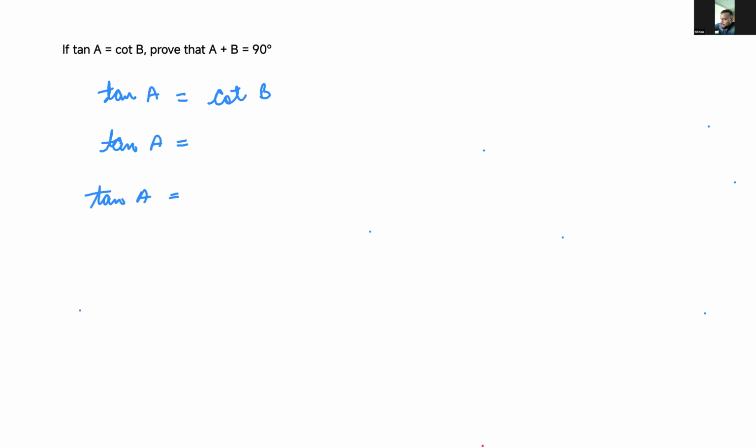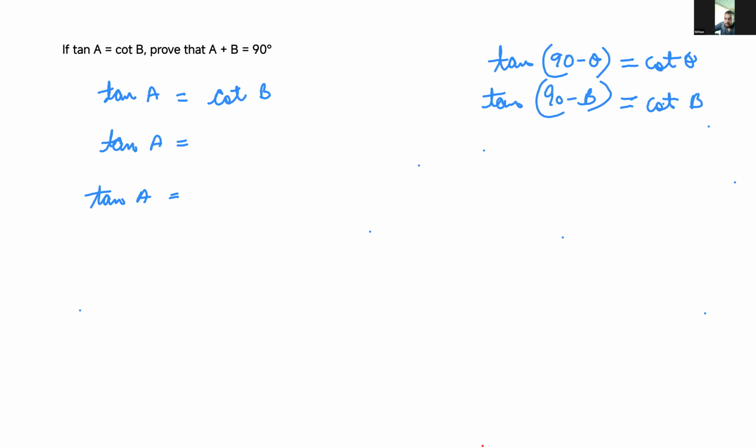Okay. See, we know that tan(90 minus theta) is equals to cot theta. And if I will write here cot B, so it will become tan(90 minus B). Yes or no? So the value of cot B is tan(90 minus B). I will put the value here. So it becomes like this.